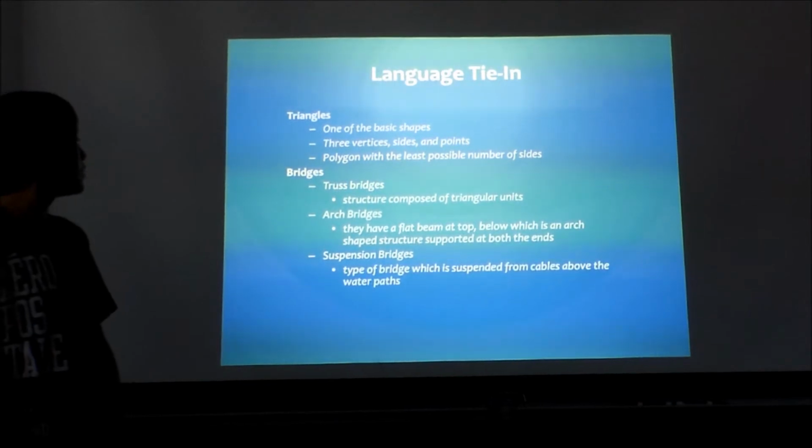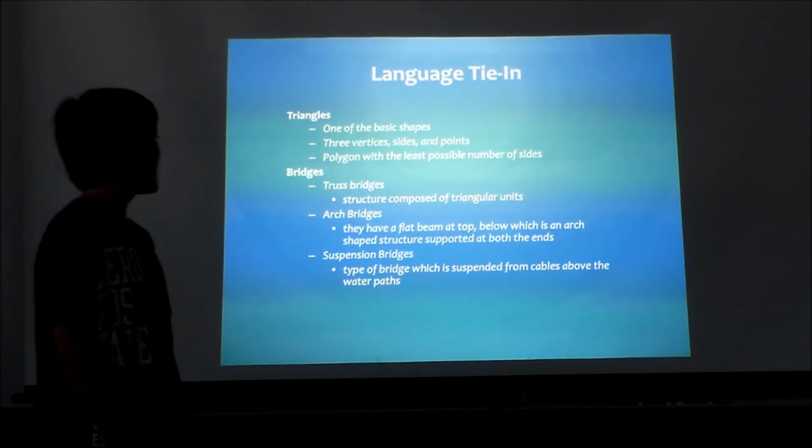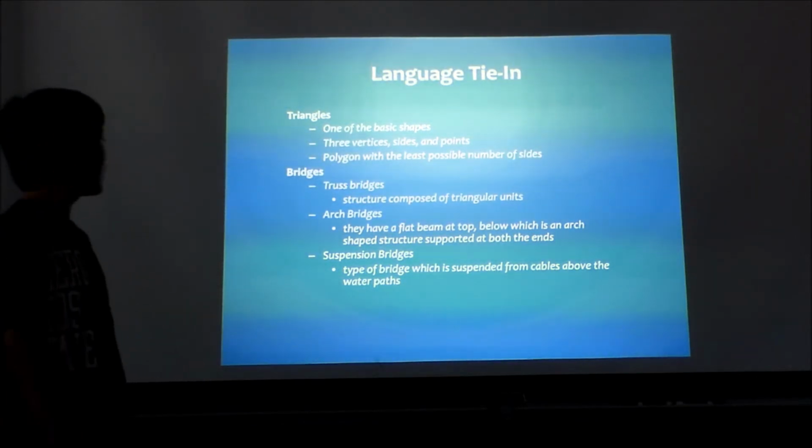Triangles are one of the basic shapes. A triangle has 3 vertices, sides, and points. It is also the polygon with the least possible number of sides.